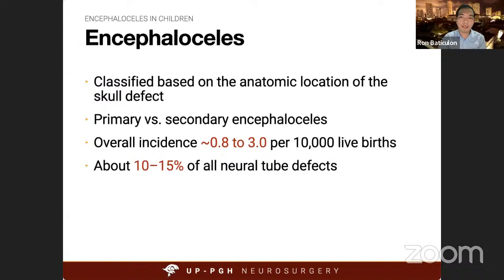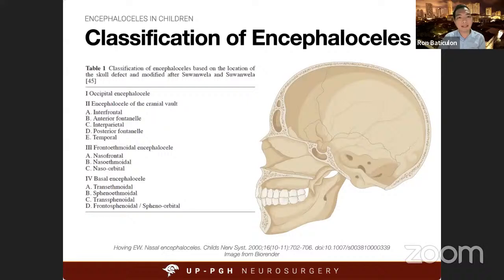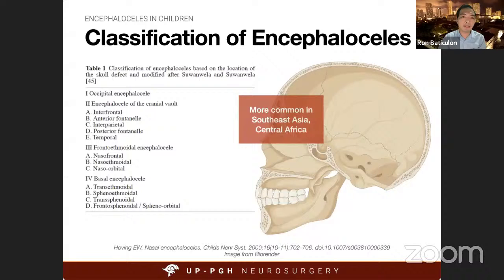The incidence is between 0.8 to 3 per 10,000 live births, and it represents about 10 to 15% of all neural tube defects. As I've said, the most important thing is to identify exactly where the encephalocele is. Anterior or sincipital encephaloceles are more common in Southeast Asia and Central Africa. In our setting here in the Philippines, we more commonly treat sincipital encephalocele. In the original paper by Suwanwela and Suwanwela in the 1970s, they divided this into three: nasofrontal, nasoethmoidal, and nasoorbital. I'll show a diagram of that later.